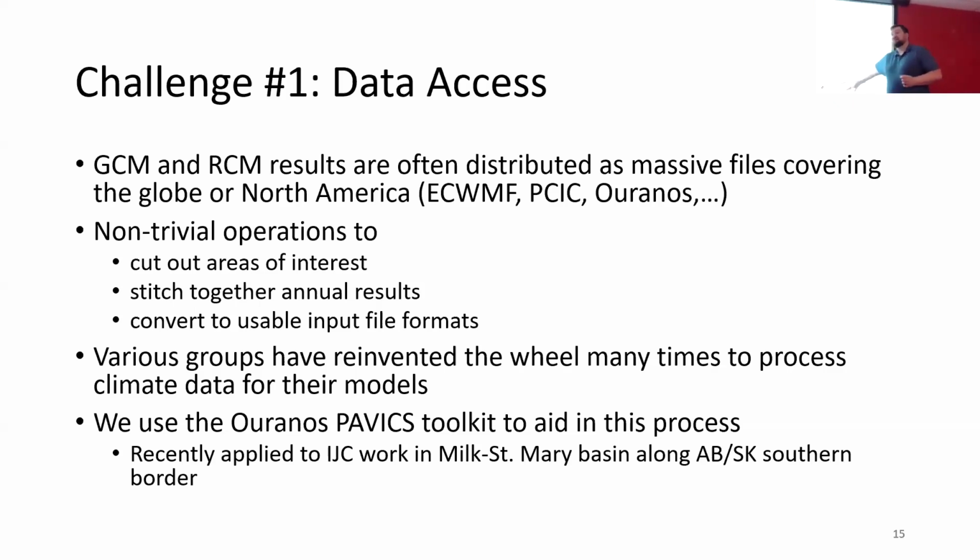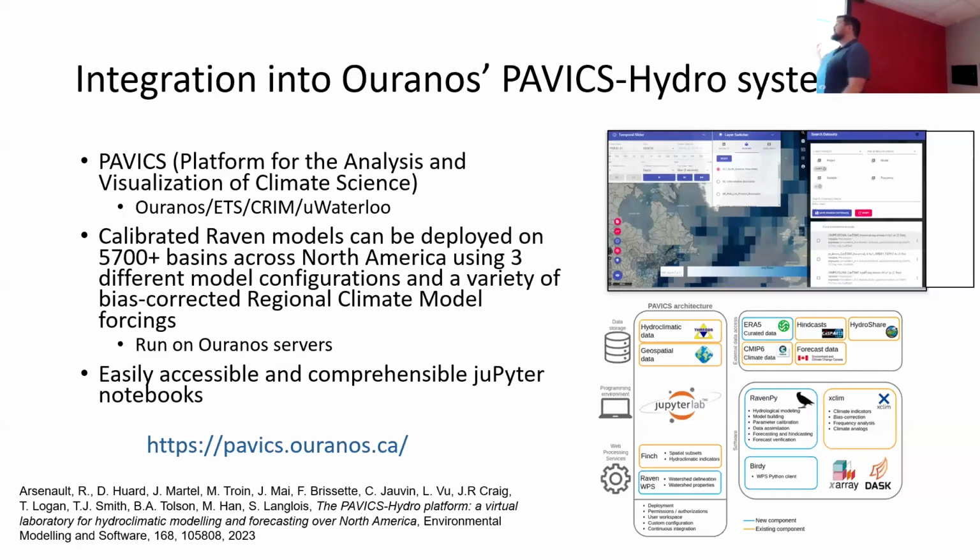After doing it ourselves for so long and hating doing it, we now rely on PAVICS-Hydro to do the work for us. And we recently applied this in some work for the IJC in the Milk and St. Mary Rivers along the Alberta-Saskatchewan border. So this PAVICS-Hydro system has been really useful for us. The PAVICS-Hydro project was developed mostly by Ouranos and the ETS, with some moderate support from Waterloo, but it allows for calibrated models to be deployed on 5,700 basins across North America, using various model configurations and a whole bunch of different bias-corrected regional climate forcings, run on the Ouranos servers.